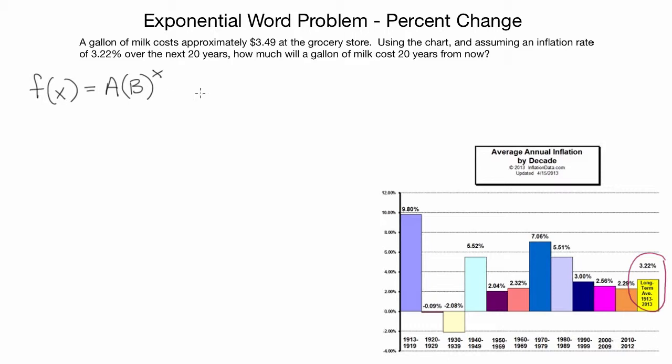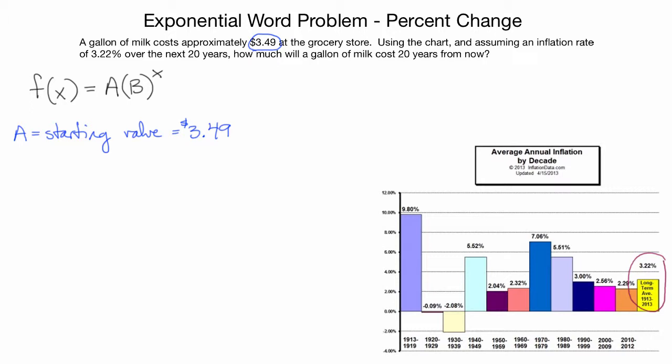So let's interpret this problem now and translate this into some math we can use. Right now we know a gallon of milk costs $3.49. That's our starting value. That's what we're going to put in for a. So a is always what we're starting with. We're starting with some value, and then we're multiplying after that from there. So in this case, in our specific problem, it's $3.49. That's right now what a gallon of milk is and what we're basing it off of.